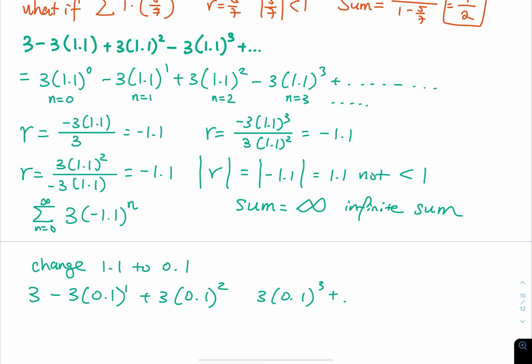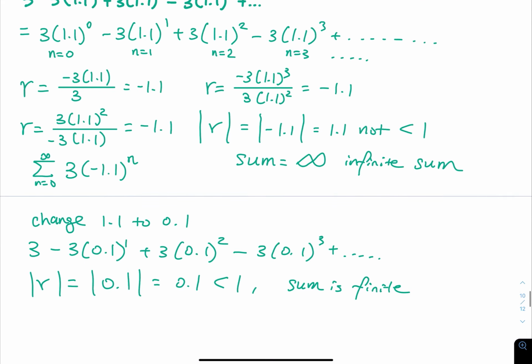The sign, minus. And then what is the common ratio? The common ratio this time, the absolute value of r is equal to 0.1, that is less than 1. So that means the sum is finite. Finite means the sum is equal to a real number.